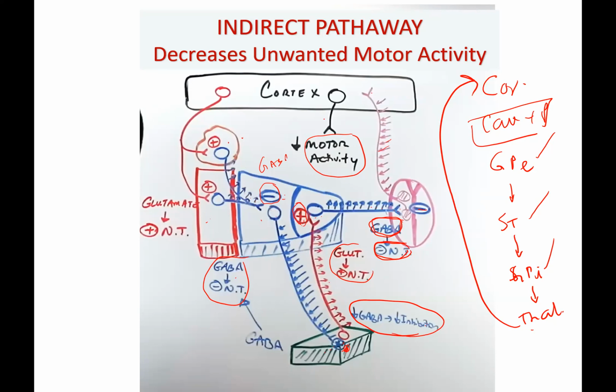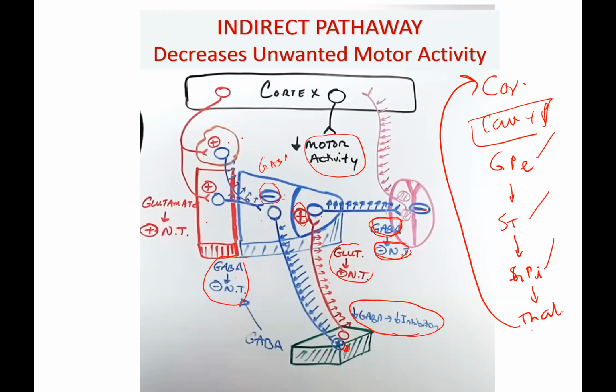The structures involved are cortex, striatum, globus pallidus externa, subthalamic nuclei, interna, thalamus, and again to cortex. Correct. Transmitters involved are glutamate and GABA. The order: glutamate, GABA, glutamate, GABA, glutamate.